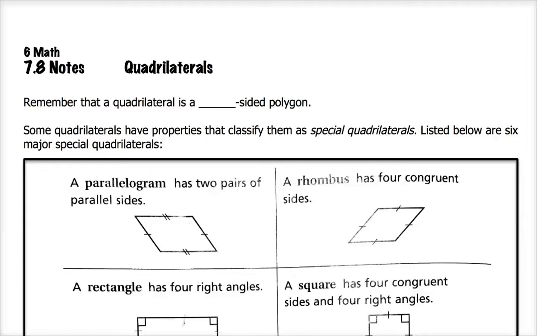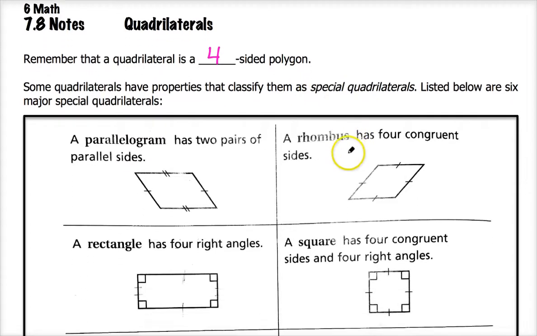Hey there, 6th grade. In this video, we're going to explore quadrilaterals a little bit more in depth. If you remember in our video over polygons, we learned that a quadrilateral is a four-sided polygon. But there are actually special types of quadrilaterals based on certain characteristics, and that's what we're going to focus on in this video. Some of these you've probably heard of before, and some of them maybe you haven't. So there are 6 that we're going to talk about here below.